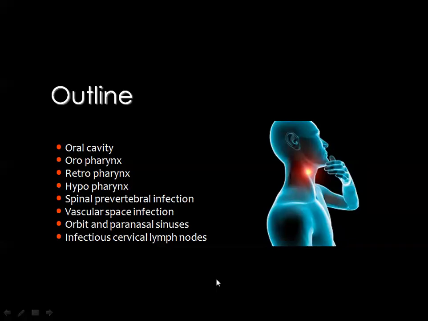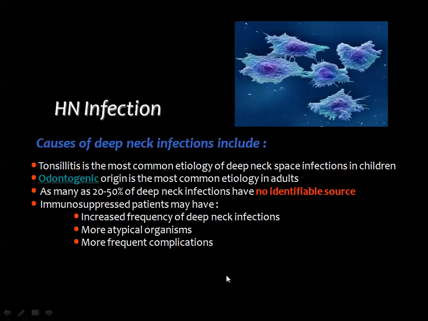Then the items we would like to talk about are infection of the oral cavity, infection of the pharynx, retropharynx, and the hypopharynx, then spinal vertebral infection related to the head and neck, vascular space infection, the carotid and internal jugular, and orbital and paranasal sinuses, and finally we'll talk about infections of the cervical lymph nodes.